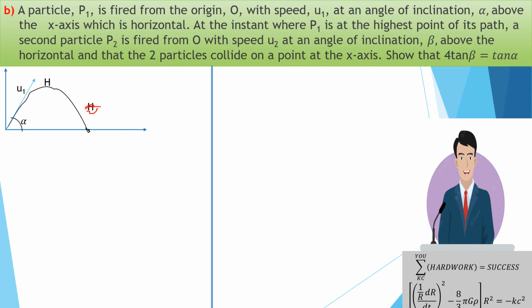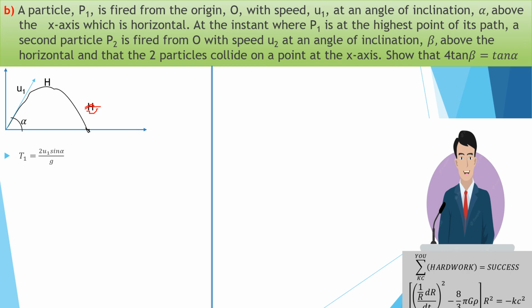You realize that if P2 is projected when P1 is already at H, therefore the time taken for P1 to move from H all the way to this point where they collide is simply equal to the time of flight of P2, right? Perfect. So we are just going to go ahead and analyze the time of flight of P1 first. We want to look at the motion of P1 first because we have its angle, we have its initial velocity, it's projected. So we can look at its time of flight to be 2u1 sine alpha over g.